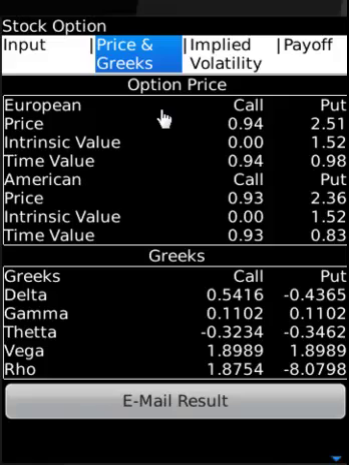So we calculate. So this is the price and Greeks. On the top we have the option price, European call and put price, American call and put price. We have intrinsic value, time value, intrinsic value, and time value. And then we have Greeks. We have Greeks for call and put both. We have delta, gamma, theta, vega, and rho.